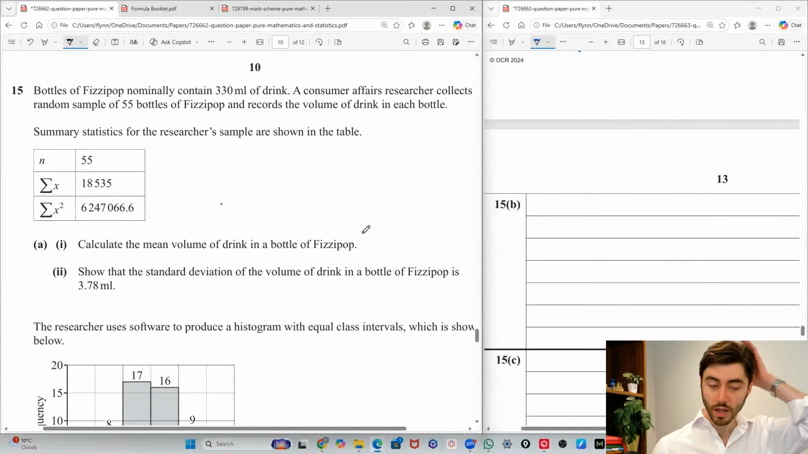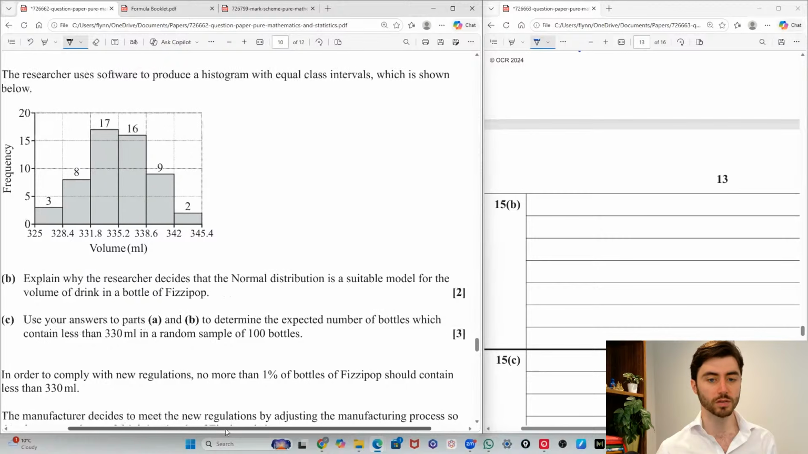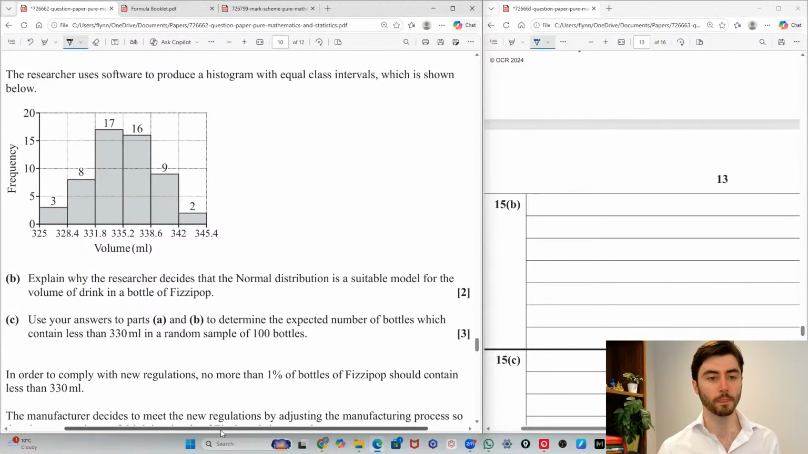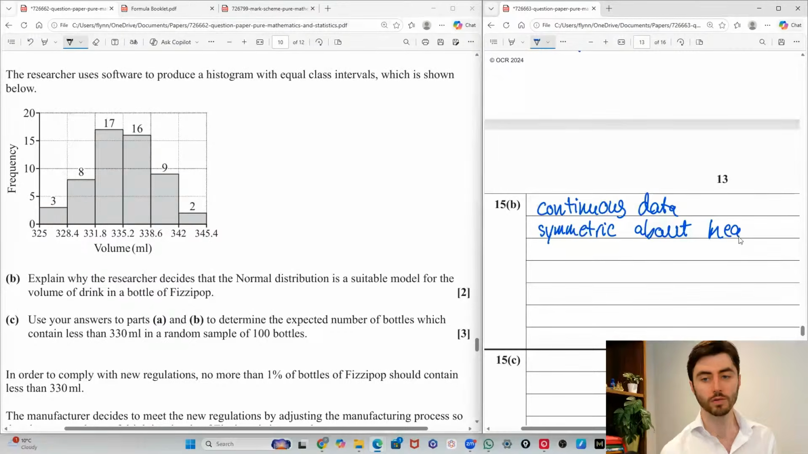The researcher uses some software to produce a histogram with equal class intervals. Explain why the researcher decides that the normal distribution is a suitable model. It's continuous data, and it is roughly symmetric about the mean. So those are your indicators that it wants to be a normal distribution. Use your answers in A and B.